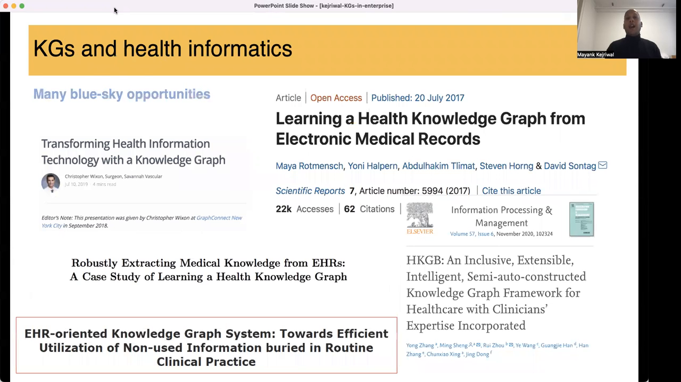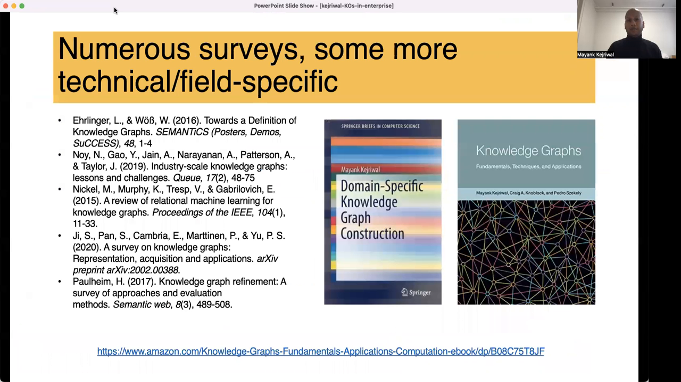One of the things I am working on is health informatics and building a health knowledge graph. These are not my papers, but these are a set of research papers that show you how important this problem has become and how challenging it is to build a health knowledge graph. This is something that we are trying to do right now because we see this as a blue sky area.